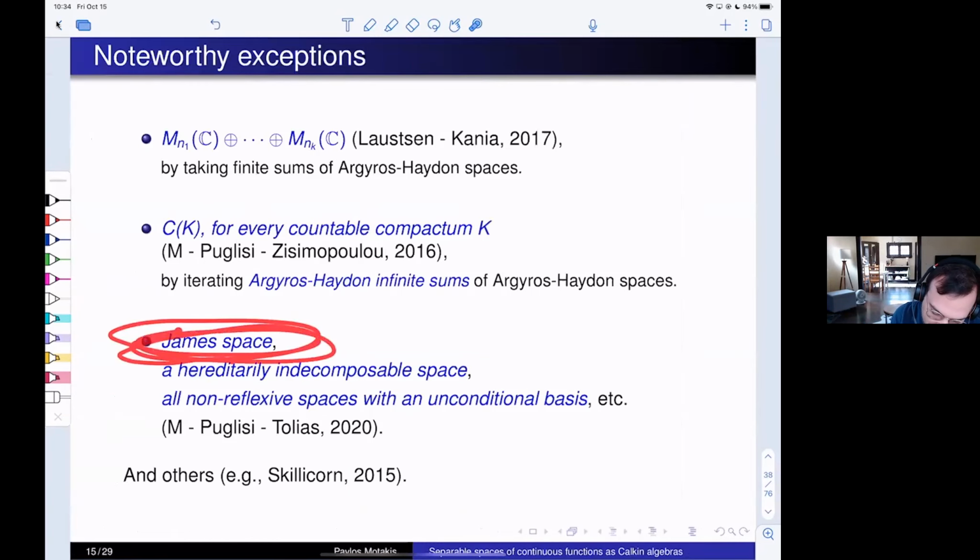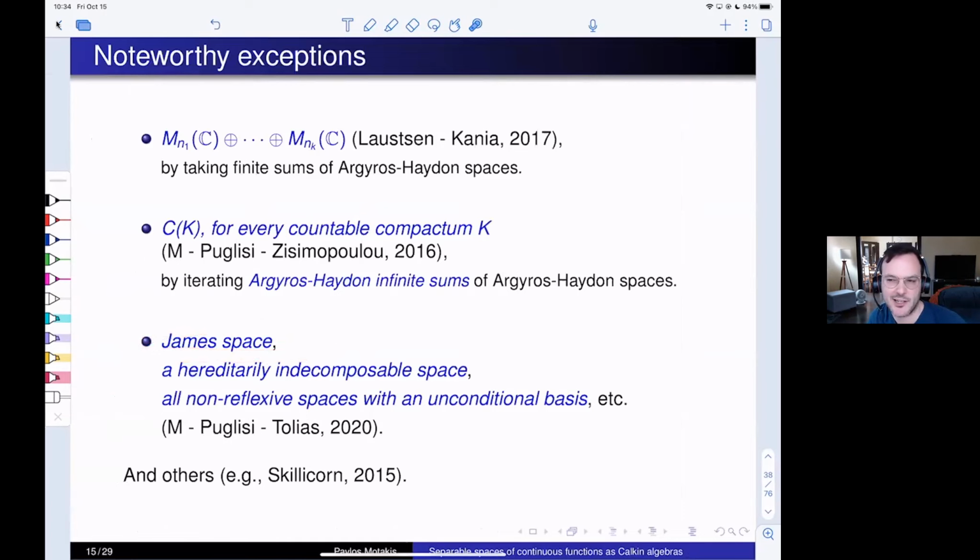So you have a space with a basis, which is an HI. So this is an HI space. Actually, it's the very same HI space that was defined by Tolias, Argyros and Deliyanni in a certain paper. And this is an HI Banach algebra. And it is a basis which kind of looks like the difference basis of James space. And it's the pointwise multiplication there. So this is the multiplication you get.